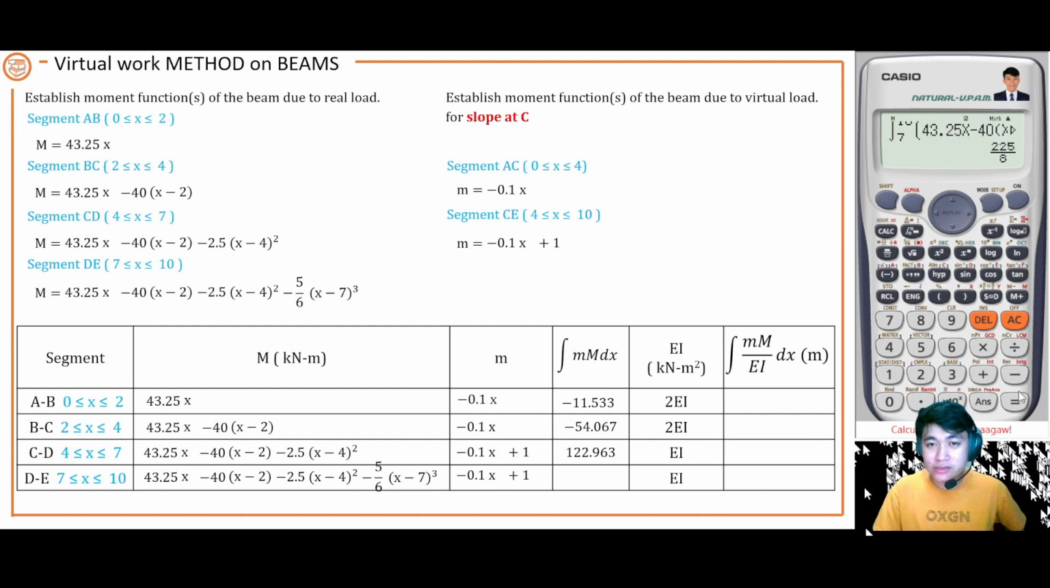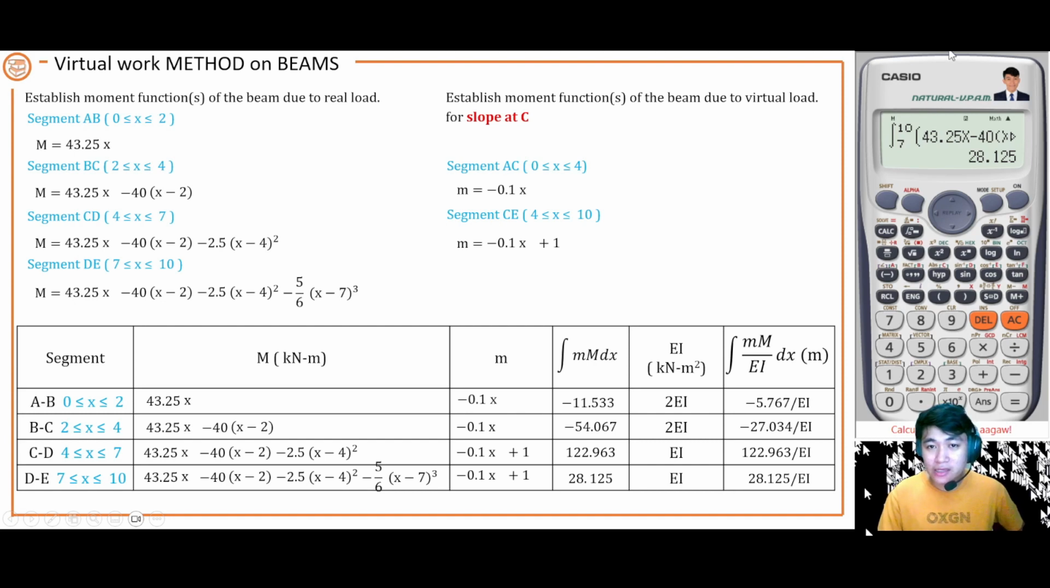Okay, so the answer here is a positive 28.125. Then, since A to B is 2EI, we just have to divide this by 2. Then divide this by 2. And nothing changes here, and also for this value, it's the same. So just add these values.